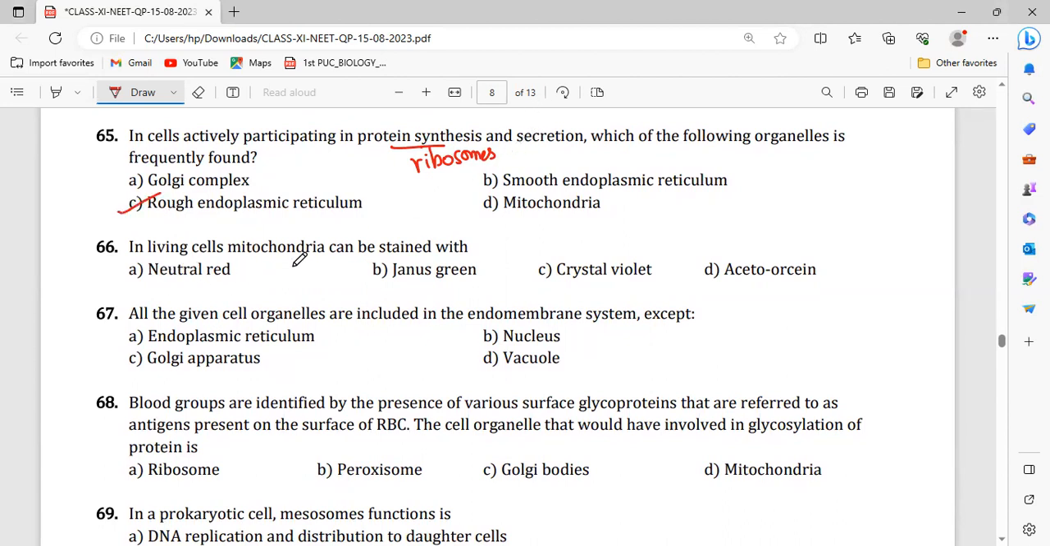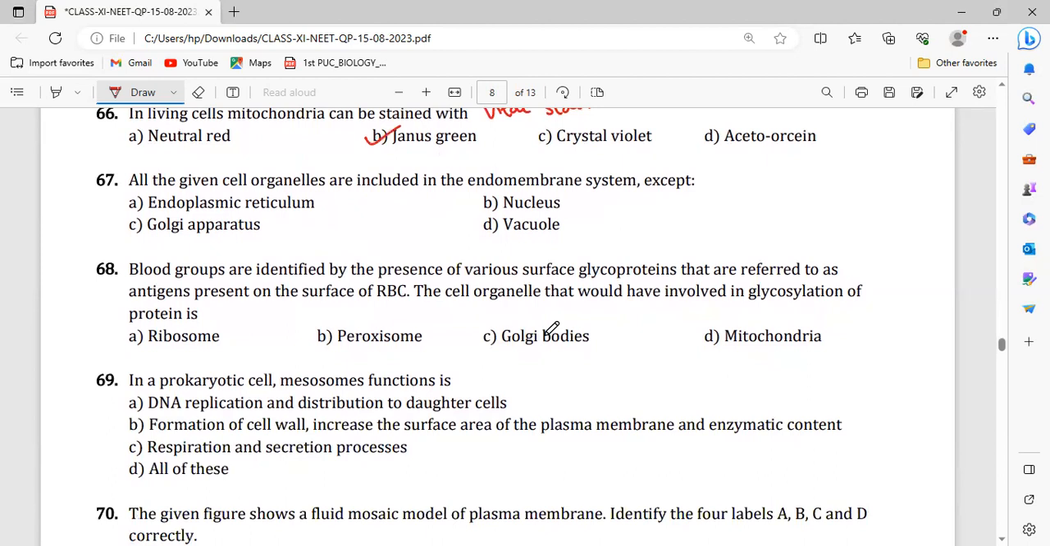Then in living cells, mitochondria can be stained with. So again, mitochondria, if not stained, we can't see under the microscope. So the stain which we use, that we call vital stain. So the example for vital stain is Janus green.